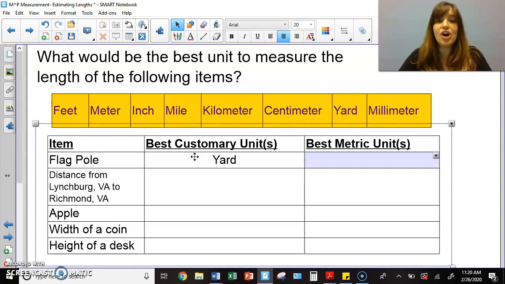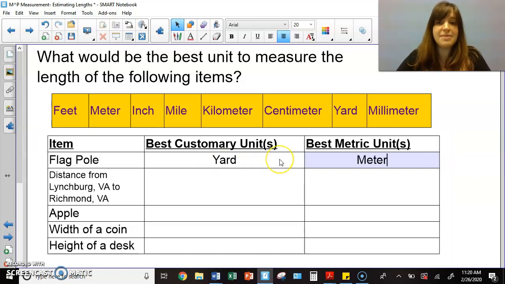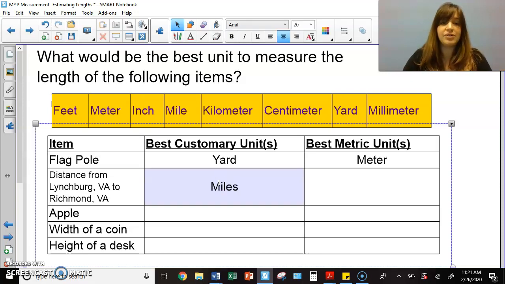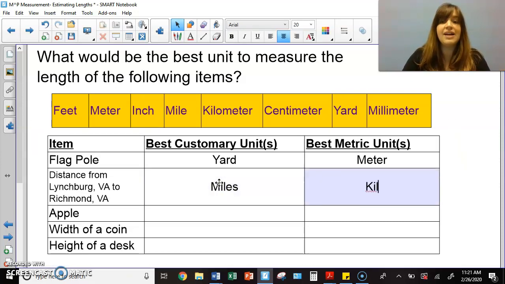And remember, we said a yard is very comparable to a meter. So yards and meters would be the best units to use to measure a flagpole. If I was measuring the distance from Lynchburg to Richmond in Virginia and I was driving, I would not want to tell you how many centimeters I was traveling. I would not want to tell you how many feet I was traveling. Because it is a long distance, I want a bigger unit. So I would use miles for customary, and I would use kilometers for metric.